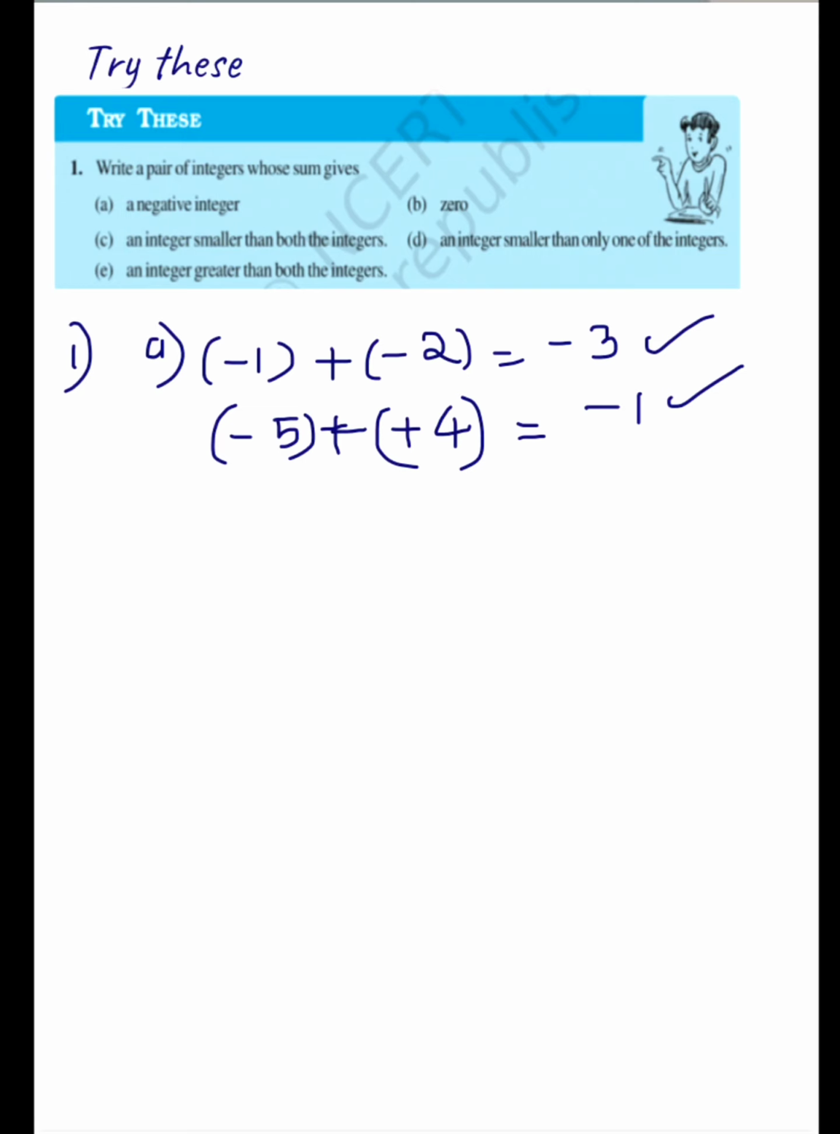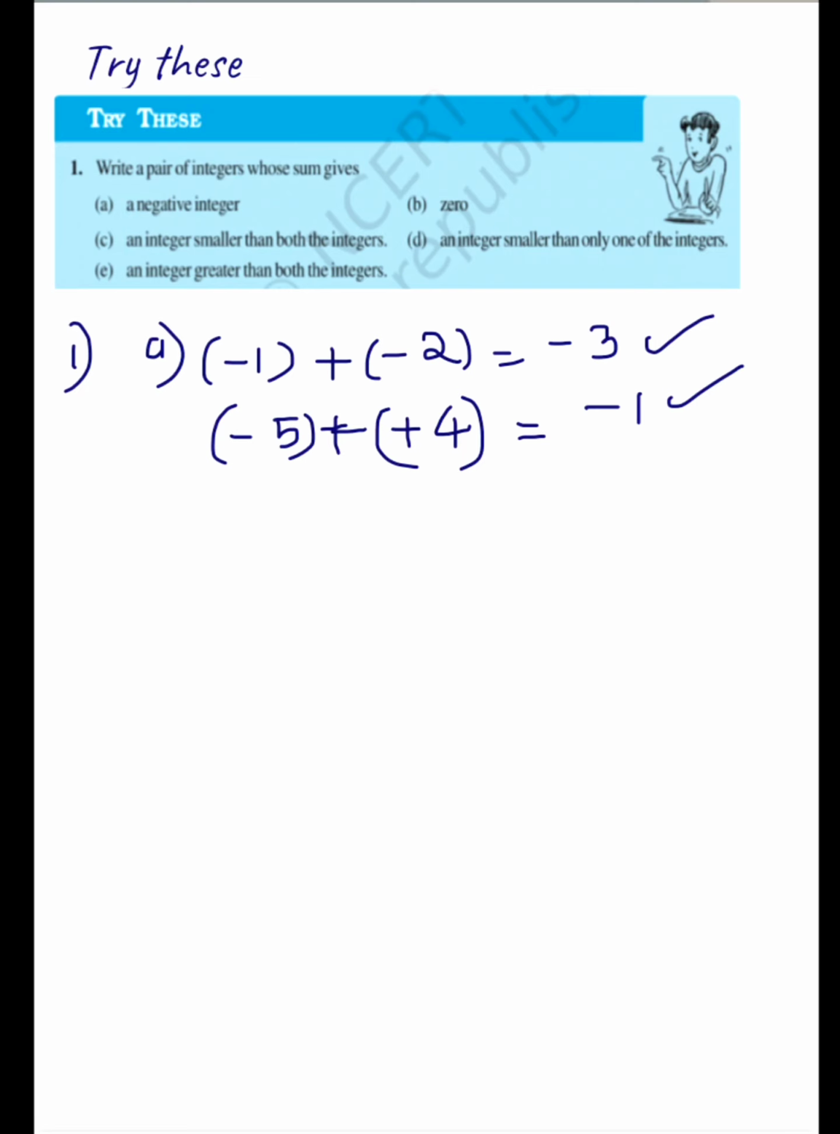In the first case we took both the integers as negative, then the answer will be a negative integer. And in the second case, the higher number should be a negative number. Okay, here 5 is greater than 4, so 5 should be a negative number and 4 should be a positive number. Then only in the answer we will get a negative number.